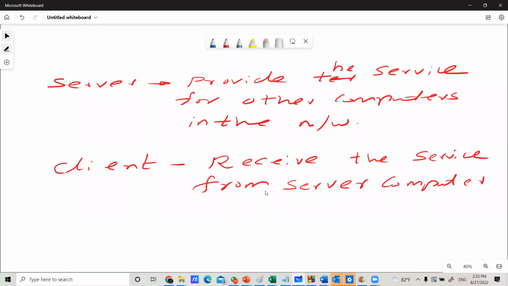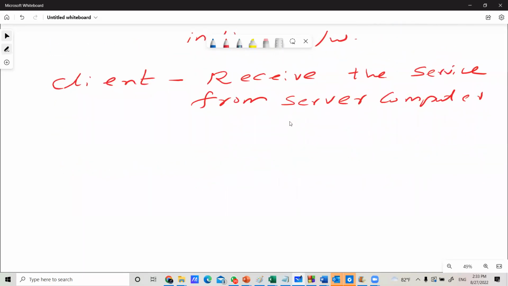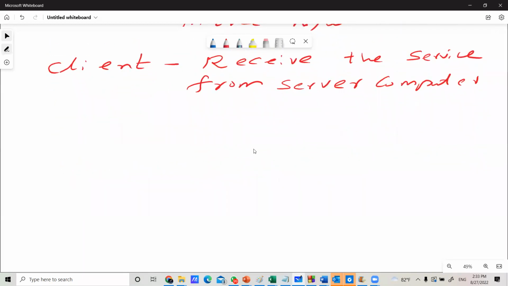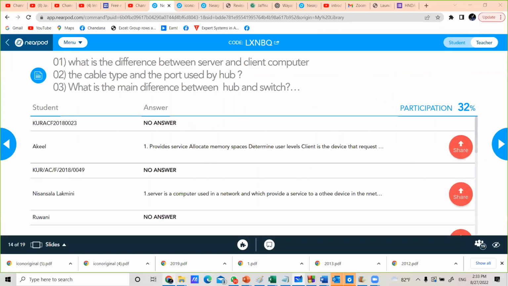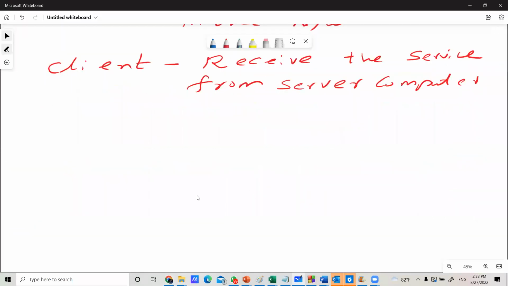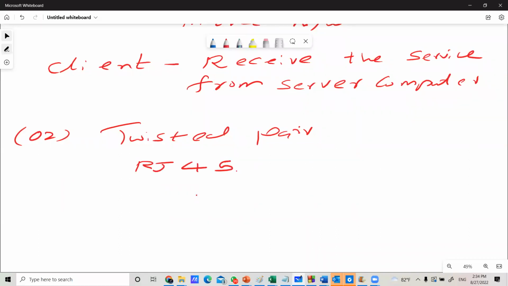Server computer. Right? And simply you can answer the question. Here the second question, cable type and port. Cable type is twisted pair. Port type is RJ45. Right? That's the things we need to put in the answers.